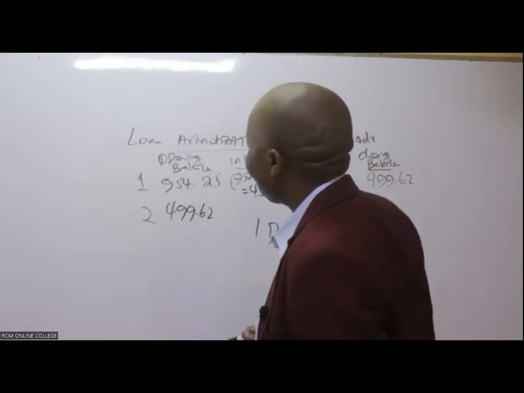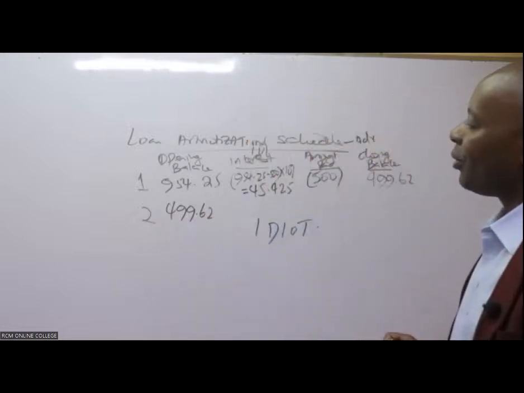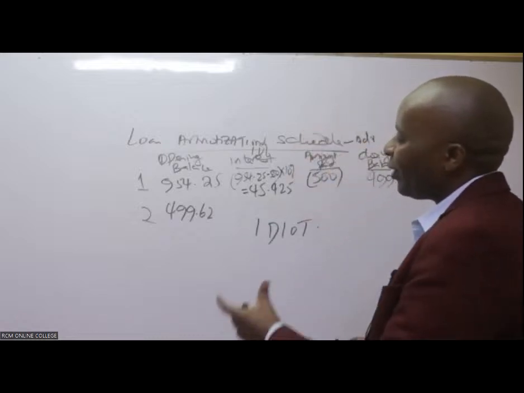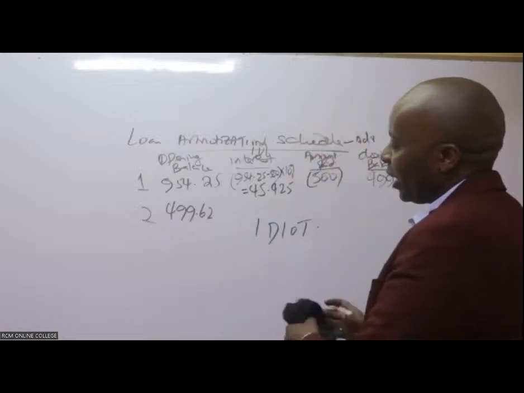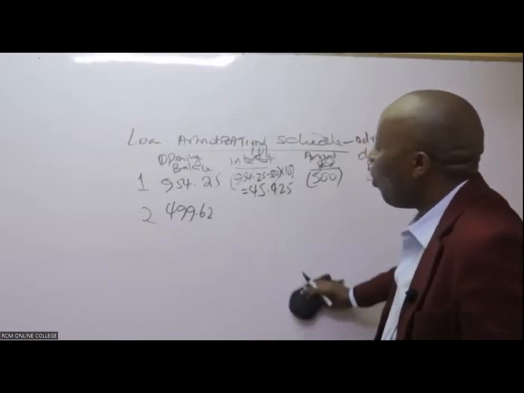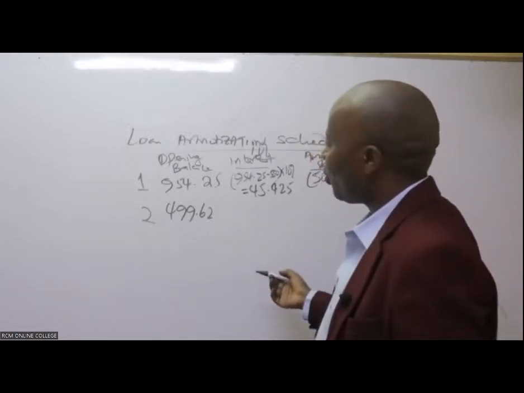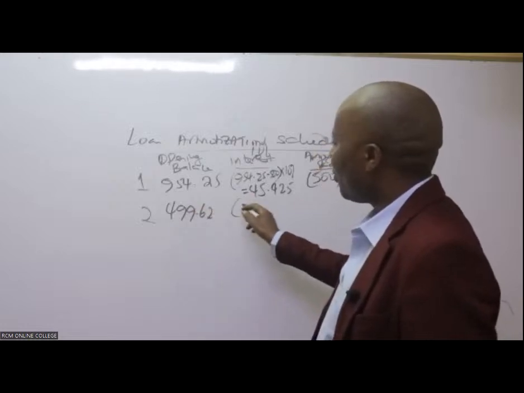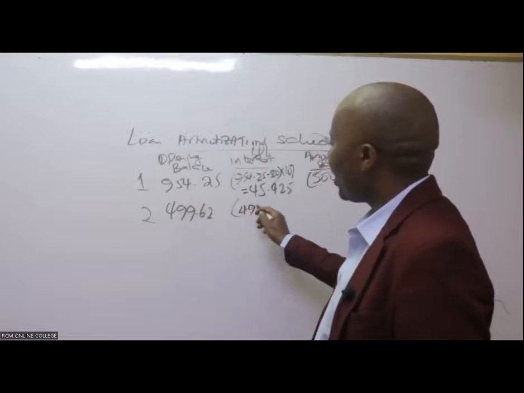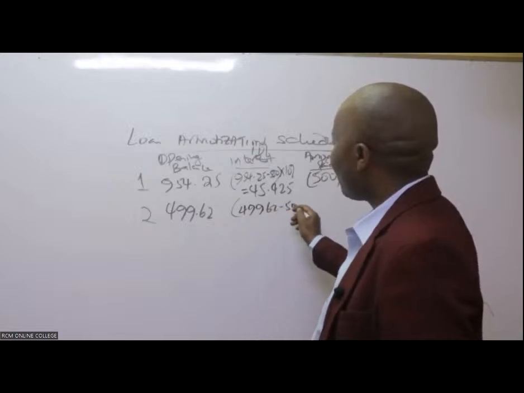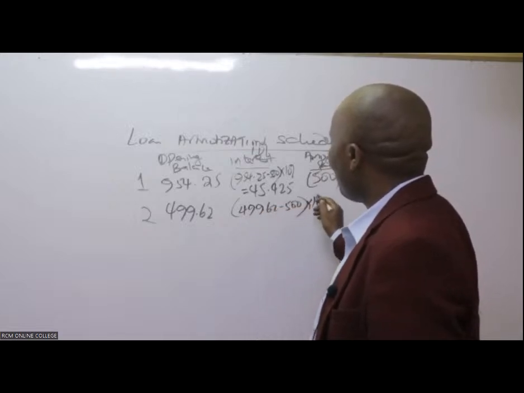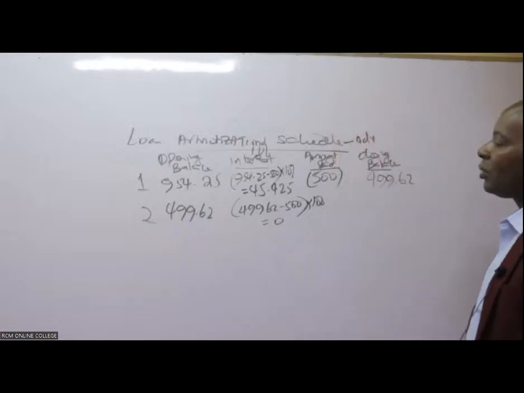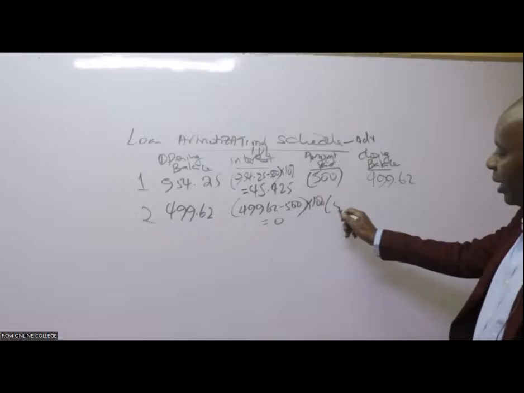0.62 like that. Of course, it's because of rounding off errors. Otherwise, it would have been 500 exactly, because in this case here, there will be no interest being paid in year 2. So automatically, we can take this as 500. But because you can't have negative interest, 499.62 minus 500 times 10%, please book this as 0. And then the amount you're going to pay here is 500.